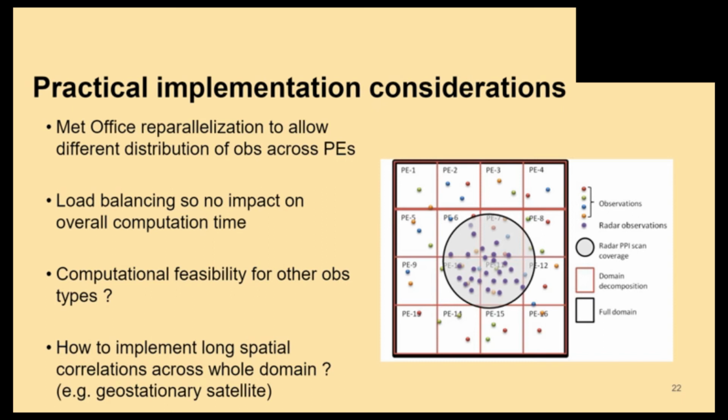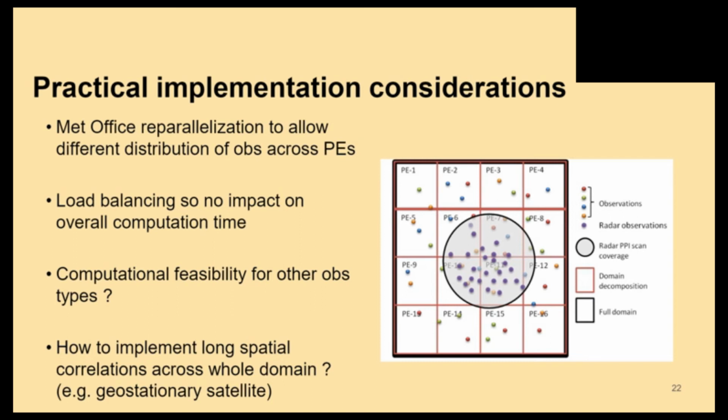It's not quite clear if the same method would actually work for other observation types, if the correlation error length scales are very long, and you've got observations spreading across the whole domain, so that each observation interacts with a lot of other observations. So that might happen if you think about making correlations for geostationary satellites. So I think that the method can be used for quite a lot of observation types, but not all of them so far. So that's an interesting open research question.